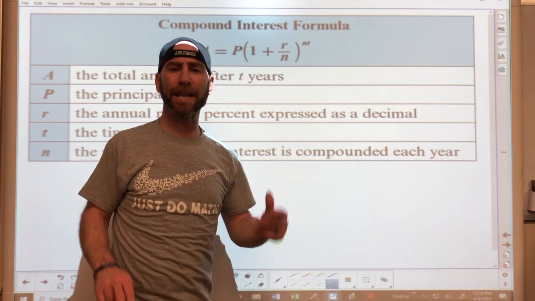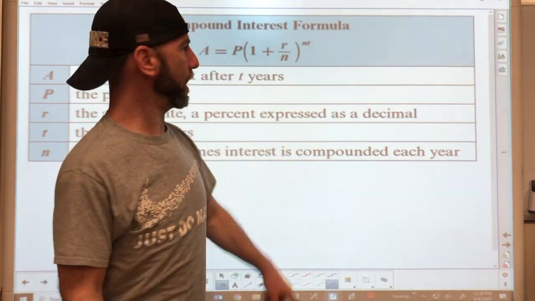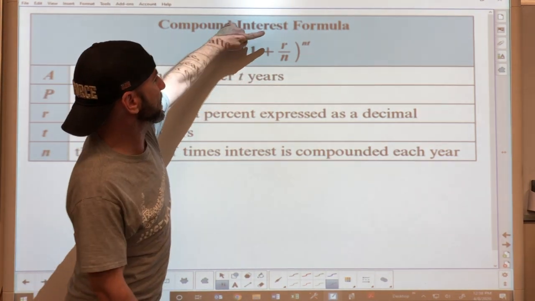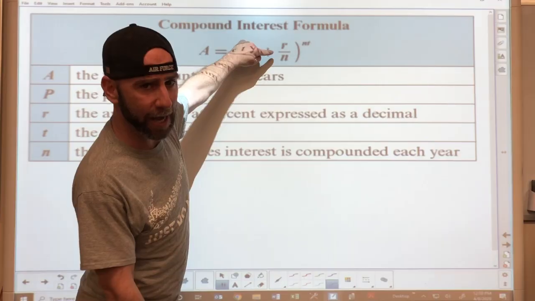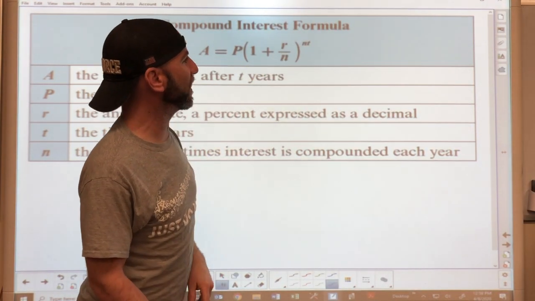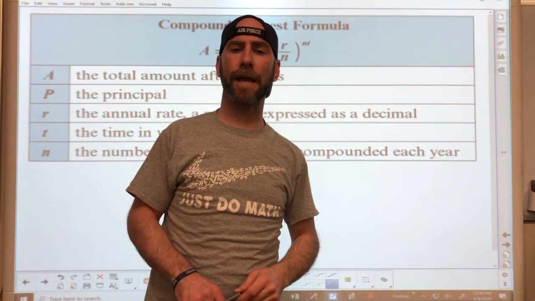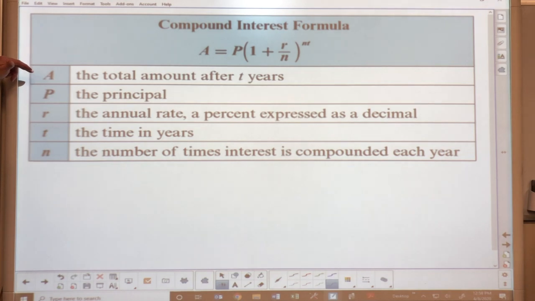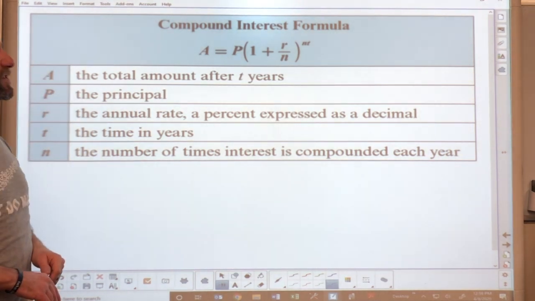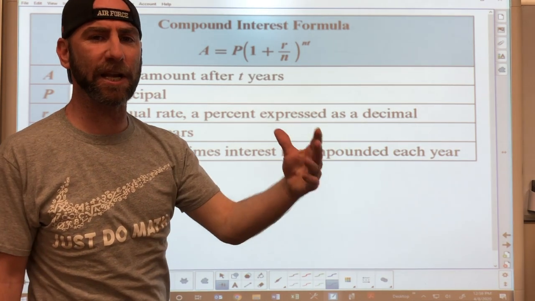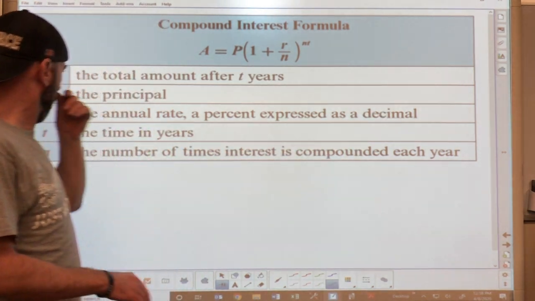Now we're going to take a look at compound interest. Here's the formula. You still have P. Then this is R divided by N. This is the quantity raised to the power of N times T. And here's what those variables represent. A is the total amount after T years. So how much money do you have in the bank after 10 years, after 4 years?